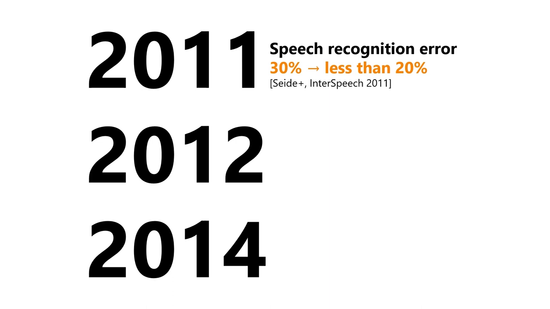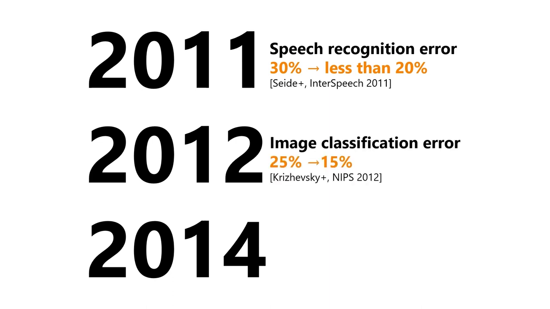Next, in 2012, the error rate improved by 10 percentage points in an image recognition competition in which 1 million images were trained to recognize 1,000 different objects. This was also an event in a benchmark that was thought to be difficult to improve significantly with conventional methods, and it created a huge impact in the field of computer vision.